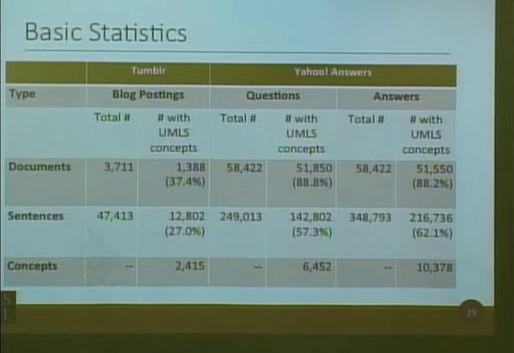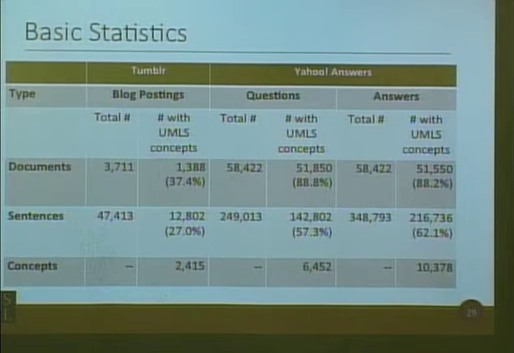And this is our basic statistics about these three datasets. For Tumblr, we found that out of 3,000 Tumblr blogging posts, only 30% of them contain at least one UMLS concept, which makes me very suspicious about using Tumblr. We found that about 60% of Tumblr blogs don't have any UMLS concept. Imagine, UMLS has 3 million concepts.